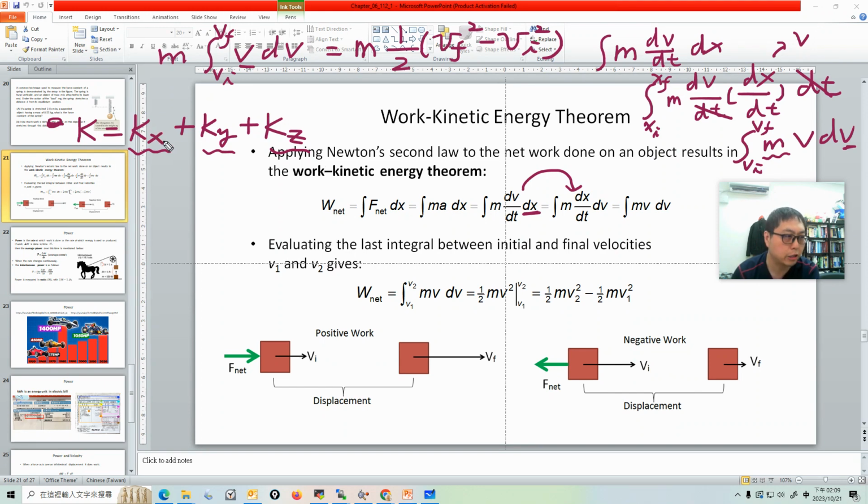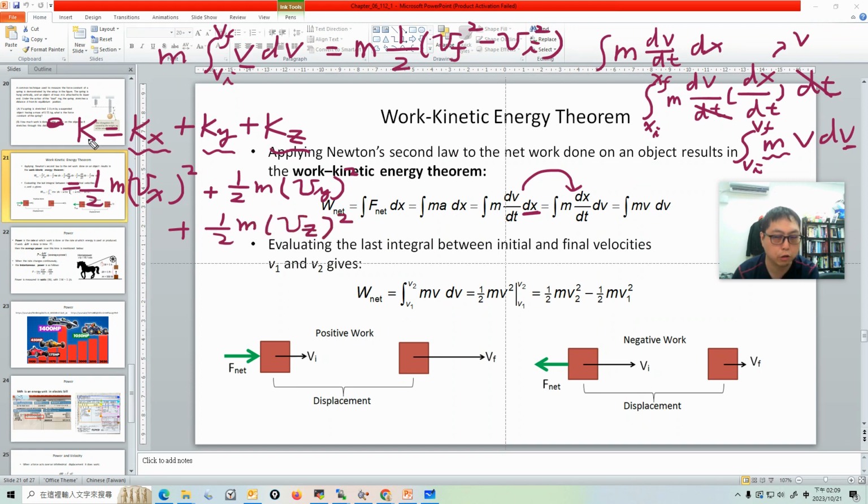So, for example, the x component kinetic energy is 1/2 m Vx squared, where Vx is the x component of velocity. And Ky is 1/2 m times the y component velocity squared, and Kz is 1/2 mass times the z component velocity squared. So the total kinetic energy can be separated into three contributions, one from each dimension.